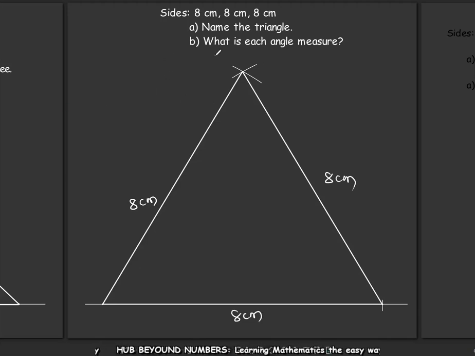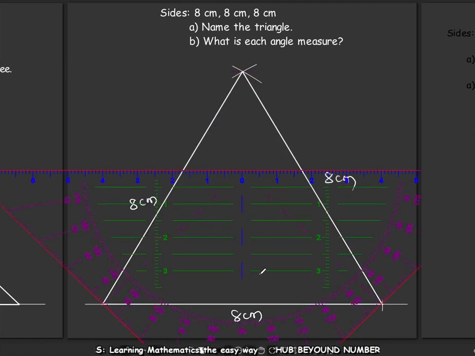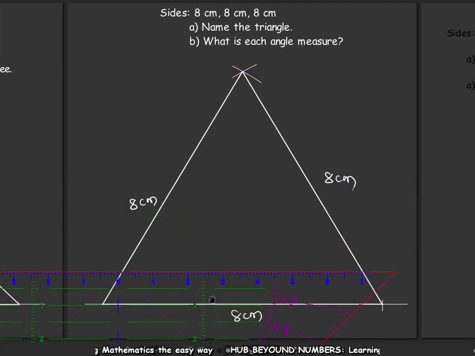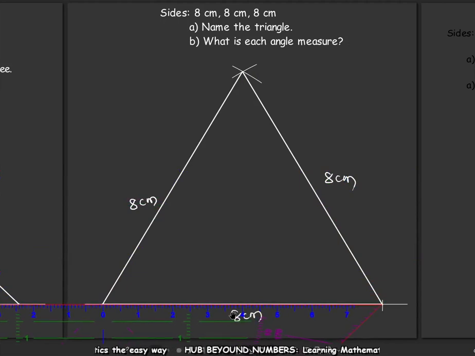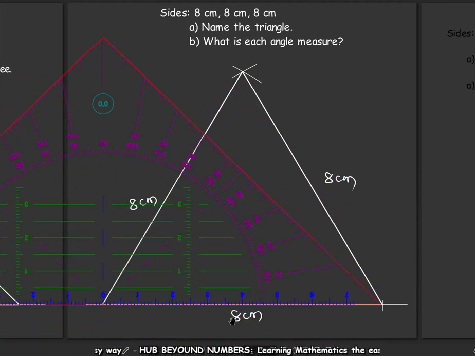And it says we should name the triangle. It is an equilateral triangle. And it says, what is each angle's measure? They are saying this, all of this over here, what is their measure? And we know for an equilateral triangle, its measure is supposed to be 60 degrees. But if you want to confirm, you can take your protractor, right? So this is my protractor here. And I'm going to measure the angle. So as you can see, it passes through the 60 degrees exactly.